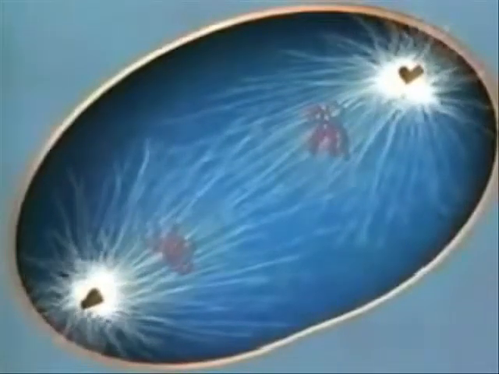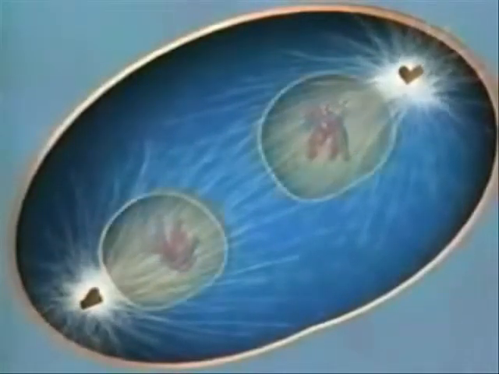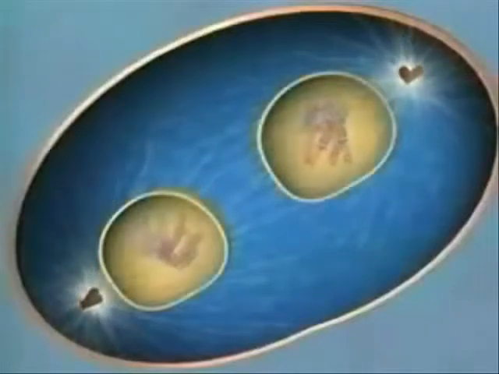The chromosomes then unwind and the nuclear membranes reform. With mitosis complete, the nuclei and cytoplasm separate, creating two new cells in this ongoing cycle that sustains all life.